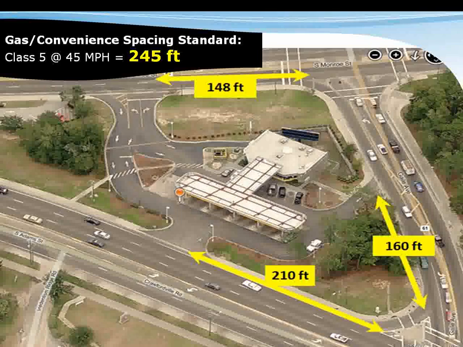This is a sample of a gas station, and it is on a Class 5 arterial roadway in Florida. And you can see here that the Class 5 standard is 245 feet, and that none of the spacing that is shown here meets the standards. However, the design of the access to the shopping center was done to the best of the ability of the designers of the shopping center and the permitting staff.